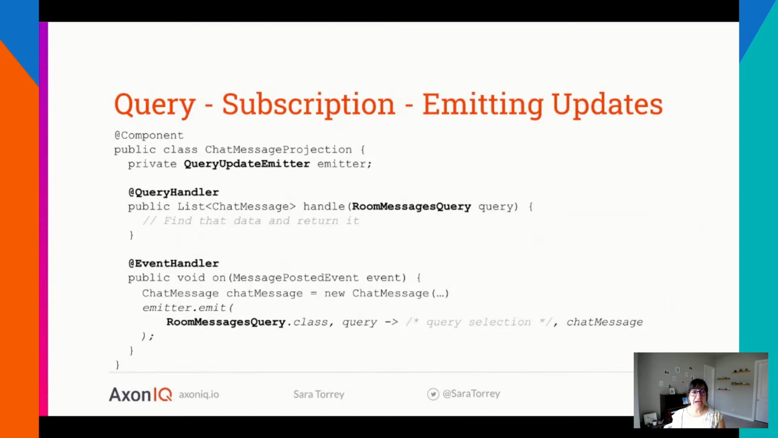Now, looking at code, you can see that there are a lot of similarities. For instance, you have the add query handler for your query handler here for this room message query. This will return the initial result of the subscription query. Additionally, we have now wired a query update emitter in this example, and that is required for you to get those updates sent back to you in real time. Now, the emitter here, as you can see, is calling upon updates of the query model in the message posted event handler. Now, as we synchronize our models through events, the query model is then updated by an event handler.